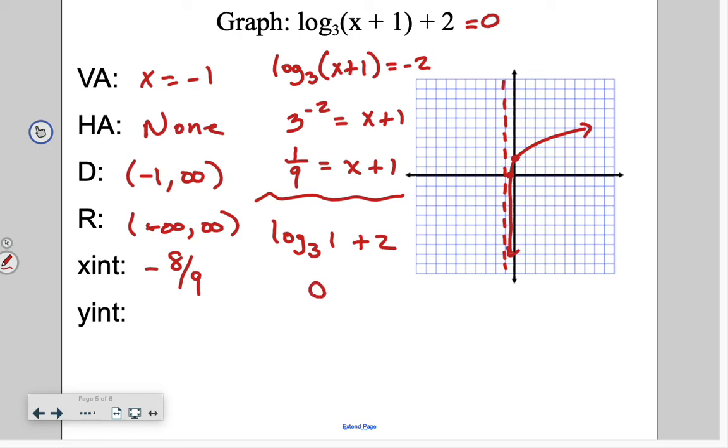So that's 0 plus the 2 that's already there, which confirms what we already knew because it was on this graph in particular. Y-intercept is 2. Like I said, most of the time you're not going to actually have the point on the y-intercept, so you will actually have to find it.